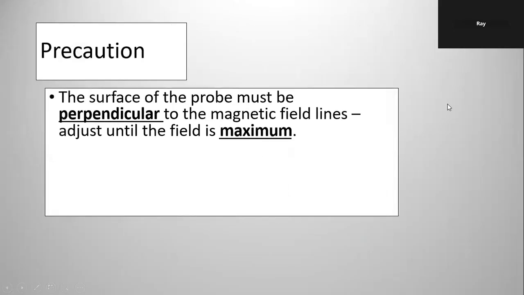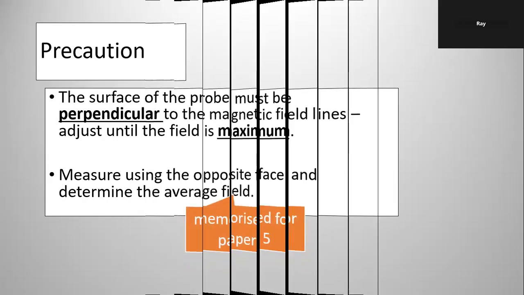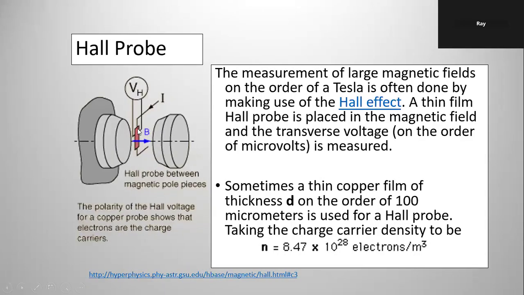This one, memorize in case it comes out in Paper 5. The surface must be perpendicular to the magnetic field lines. Adjust until the field is maximum. Measure using opposite phase and determine the average field. Right, one side and the other side. That's how you put it. You can make your own.